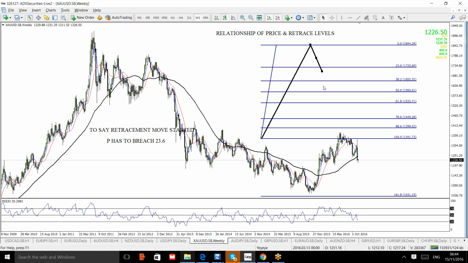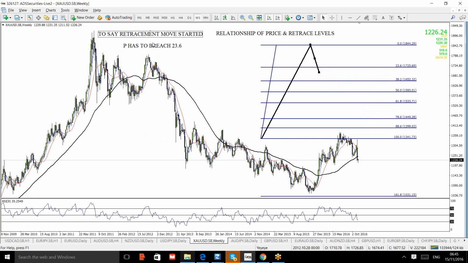Now, number one, we are talking about the impulsive move, the retracement move, right? Now the question is, when does it trigger? Does it trigger straight away from here? No. It only triggers when the price breaches 23.6 and closes below it. Make sense, guys? So rule number one is the retracement move only starts when the price breaches the 23.6 Fibonacci.